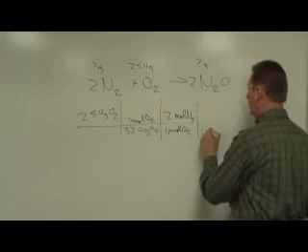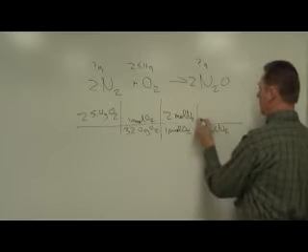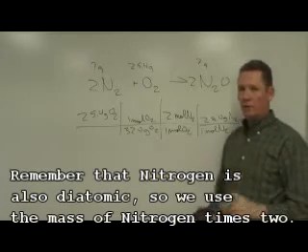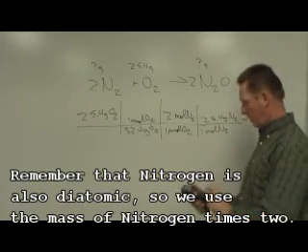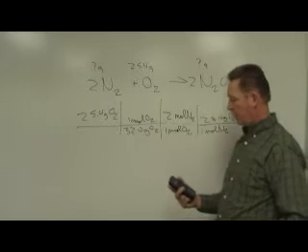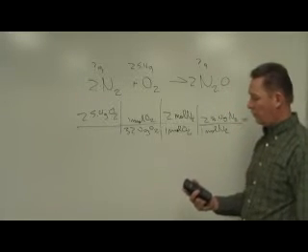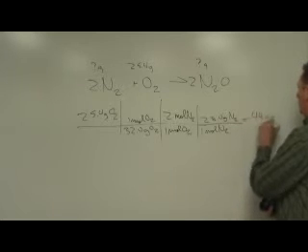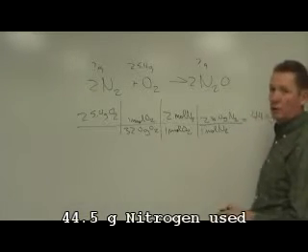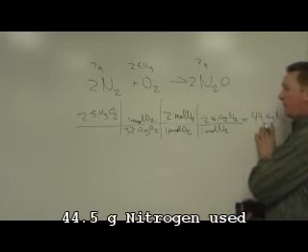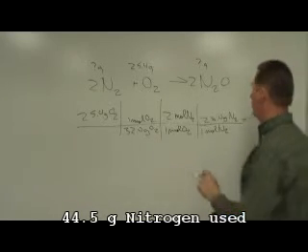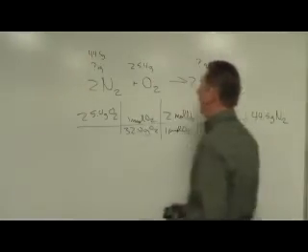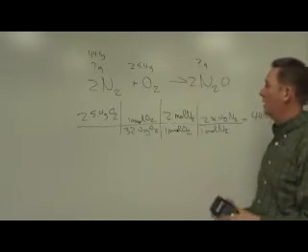Now we've got 1 mole of nitrogen is equal to 28 grams of nitrogen. That will give us the number of grams of nitrogen that are required. Okay, that gives us, to 3 significant figures, 44.5 grams of nitrogen used. So now we've been able to predict the mass of nitrogen consumed and the amount of nitrous oxide produced.